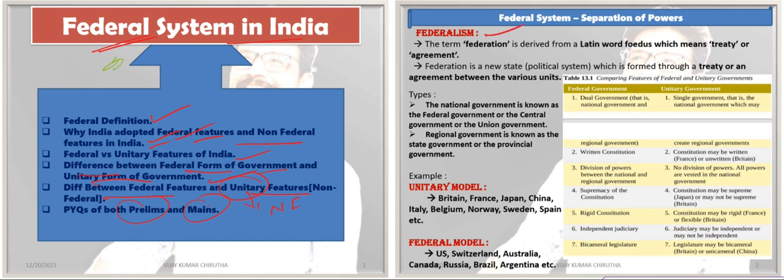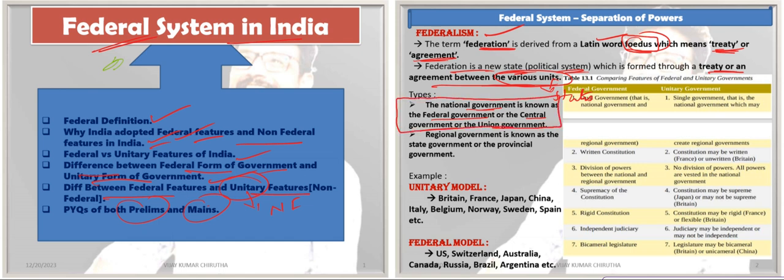Let's see what federalism is. Federalism is derived from the Latin word foedus, which means treaty or agreement. So a federation is a new state political system formed by a treaty or agreement between various units. Various units in the sense of states.